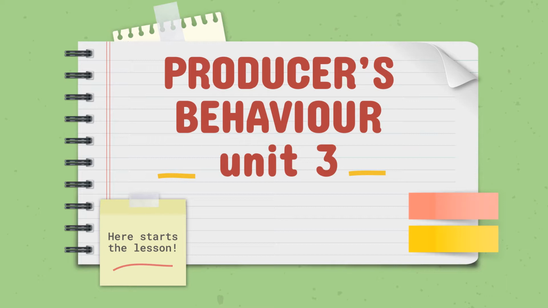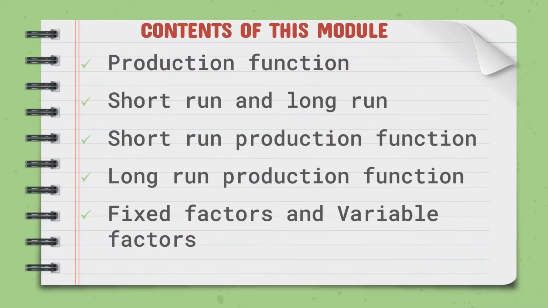what goes on in the mind of the producer as he takes certain decisions, how output changes due to a change in input, and so on. We will be learning about various concepts concerning production and producers' behavior. So here starts the lesson. Before we begin with our study, let us first spell out the contents of this module. We will learn about production function, the short run and the long run, the short run production function, the long run production function, fixed factors and variable factors.